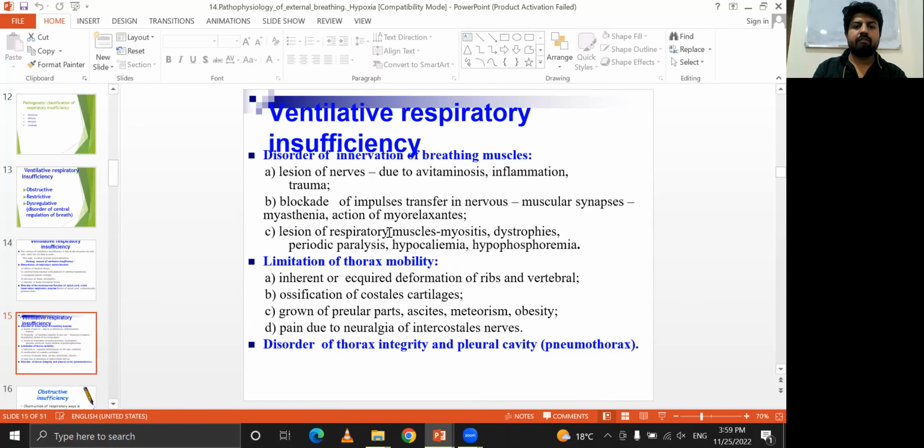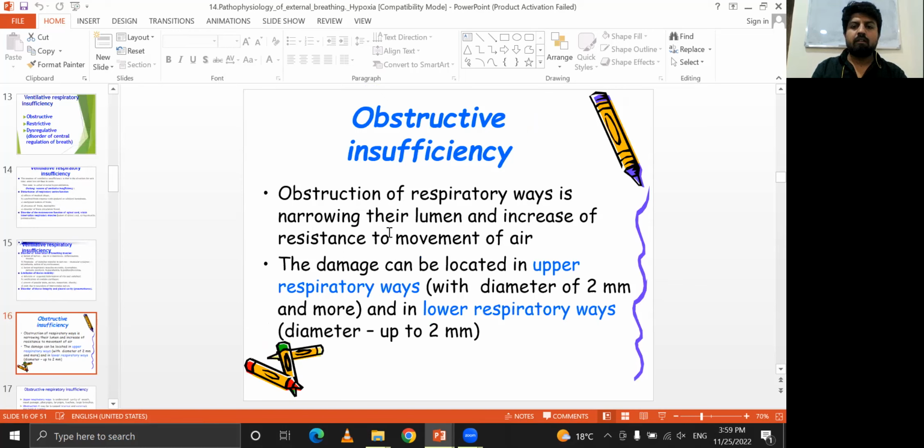Another ventilative disorder includes disorders of innervation of the breathing muscles, limitation of thorax mobility, and disorder of the thorax integrity and pleural cavity, like pneumothorax. Then there is obstructive insufficiency, the obstruction of the respiratory ways, in which there is narrowing of the lumen and increased resistance to the movement of air. The damage can be located in the upper respiratory ways, or in the lower respiratory ways, where the diameter is up to 2 millimeters.